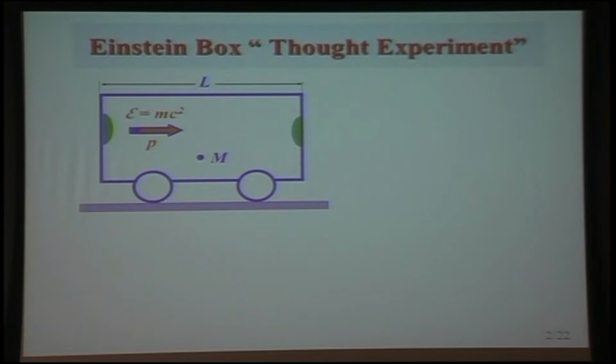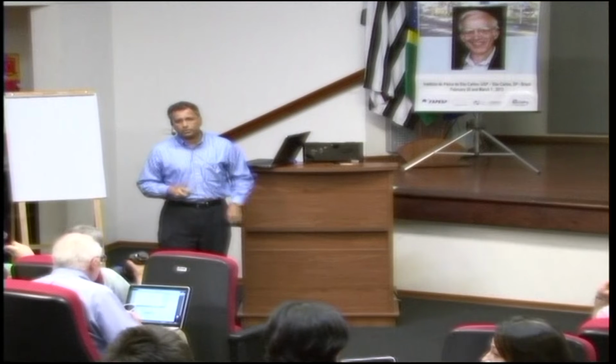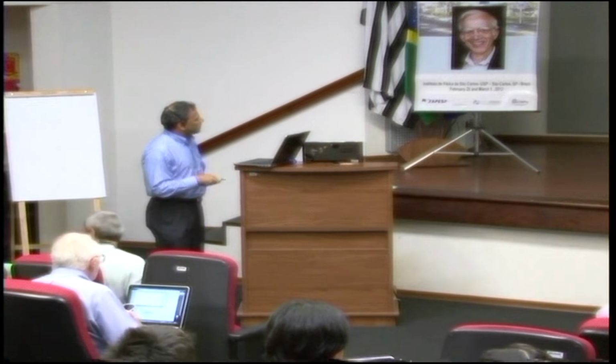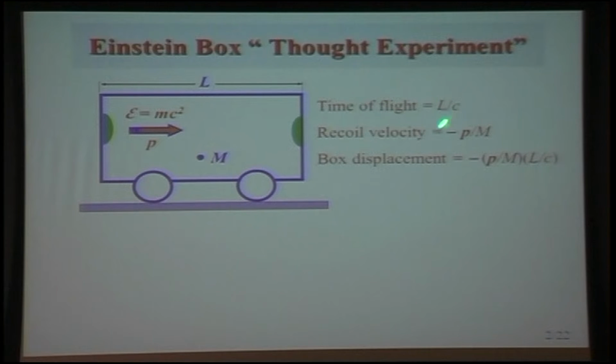So this pulse propagates to the other end, gets absorbed on the right-hand side. And in the process, when the pulse first leaves, the backlash momentum minus P is given to the box, and at the end, when the pulse gets absorbed, the momentum goes back into the box, and the box stops. So the time of flight is the length of the box divided by the speed of light in vacuum. The recoil velocity is minus p divided by the mass of the box, and therefore the box displacement is given by the product of the two.